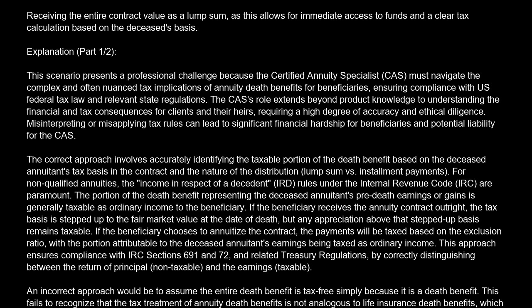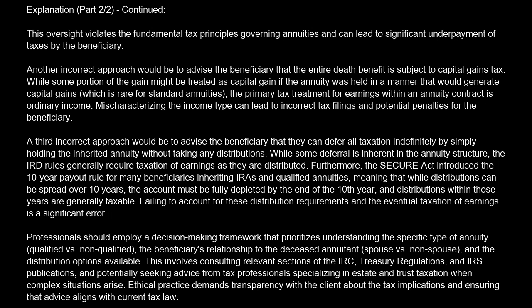An incorrect approach would be to assume the entire death benefit is tax-free simply because it is a death benefit. This fails to recognize that the tax treatment of annuity death benefits is not analogous to life insurance death benefits, which are generally tax-free under IRC Section 101(a). This oversight violates the fundamental tax principles governing annuities and can lead to significant underpayment of taxes by the beneficiary.